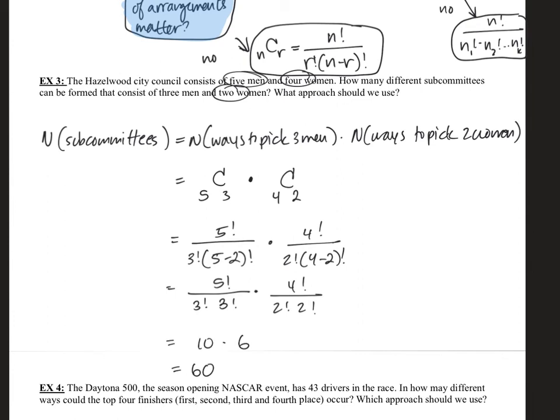So what is our answer? The question was, how many different subcommittees can be formed? And the answer would be 60 different subcommittees can be formed.